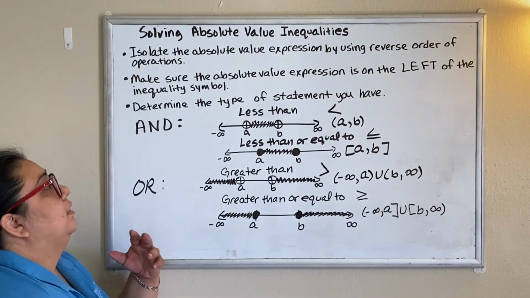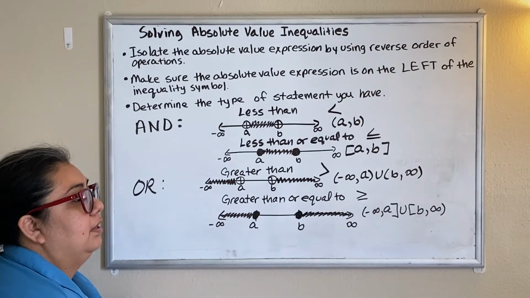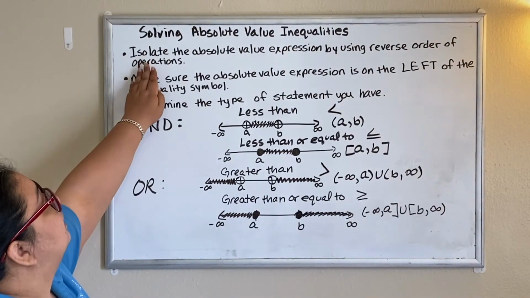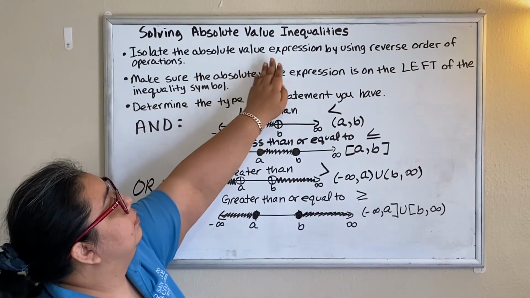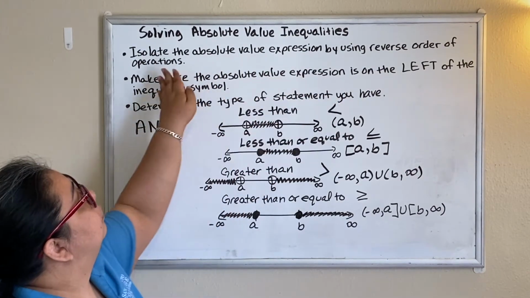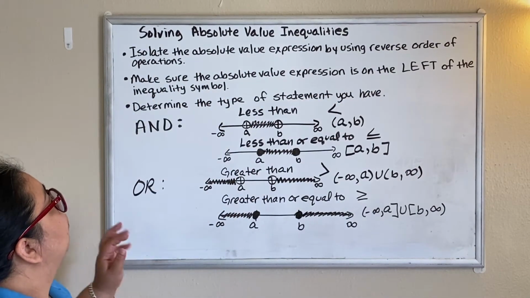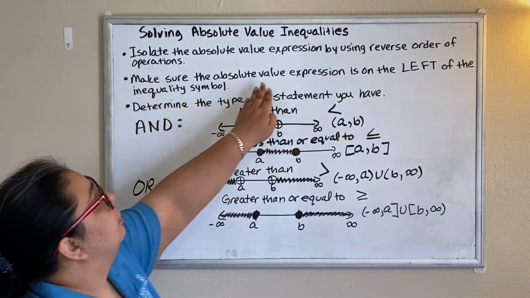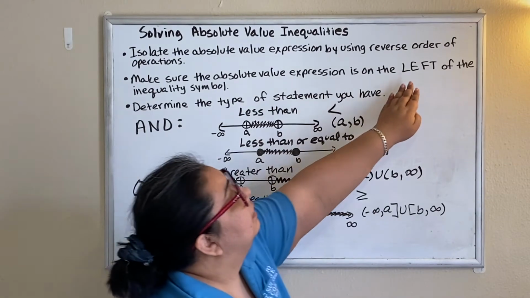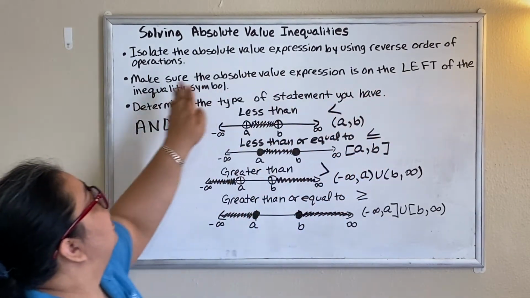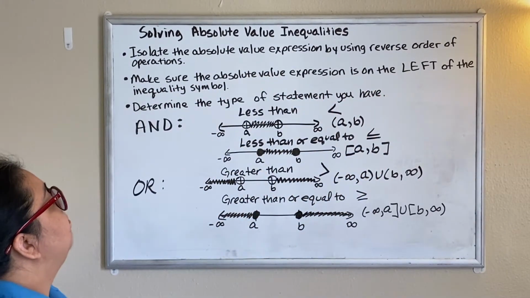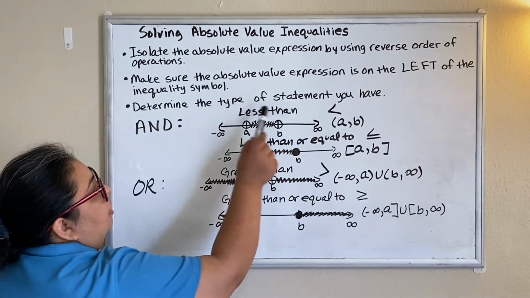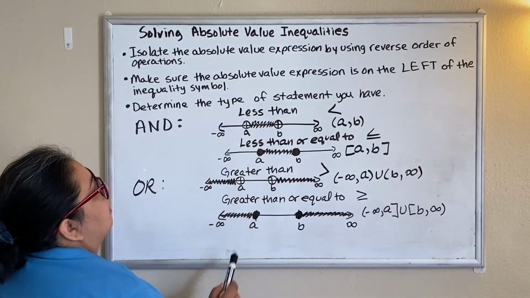Now, at the beginning of an inequality expression, you're going to do the same thing as with an equation. You're going to isolate the absolute value expression by using the reverse order of operations. Once you isolate your absolute value, you need to make sure the absolute value expression is on the left of the inequality symbol, because making sure it's on the left is going to make sure that the shading part, once we're actually shading, is correct.